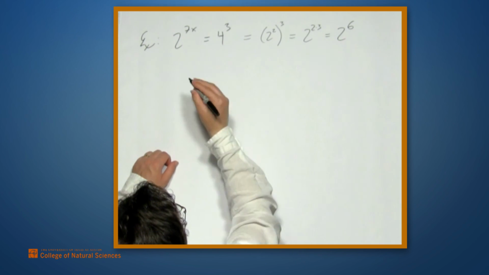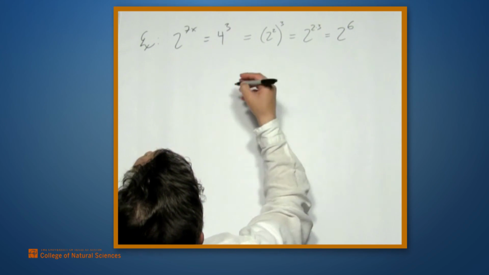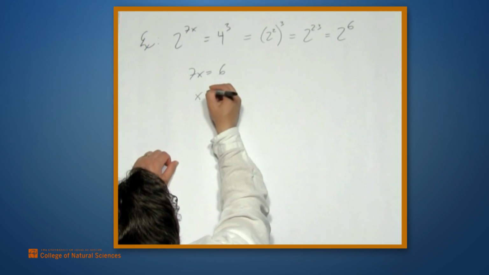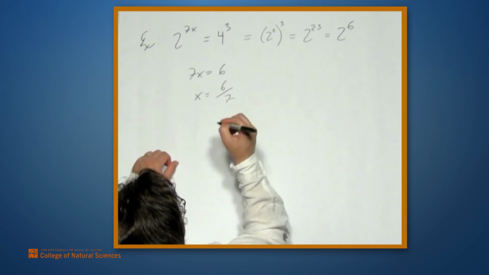Once we've done that, we have the same situation. So 2 to the 7x equals 2 to the 6th. So 7x equals 6, which means that x equals 6/7.